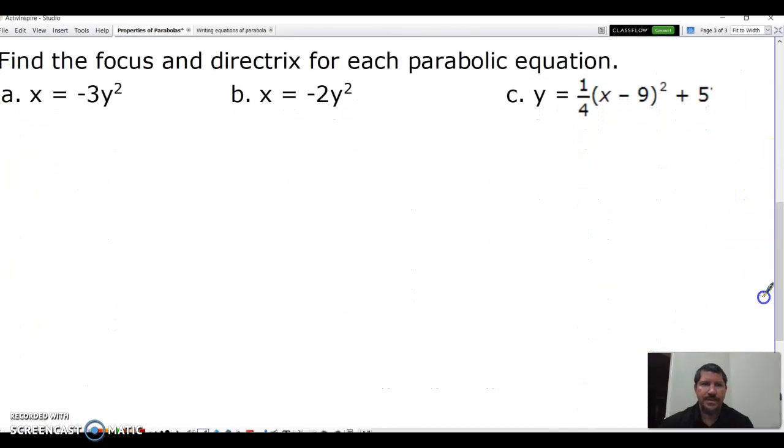Alright, now for the fun ones. Finding the focus and the directrix. So we have to start by finding the vertex. Well, the vertex in this case is at 0, 0, like that first one we had up there. Okay?